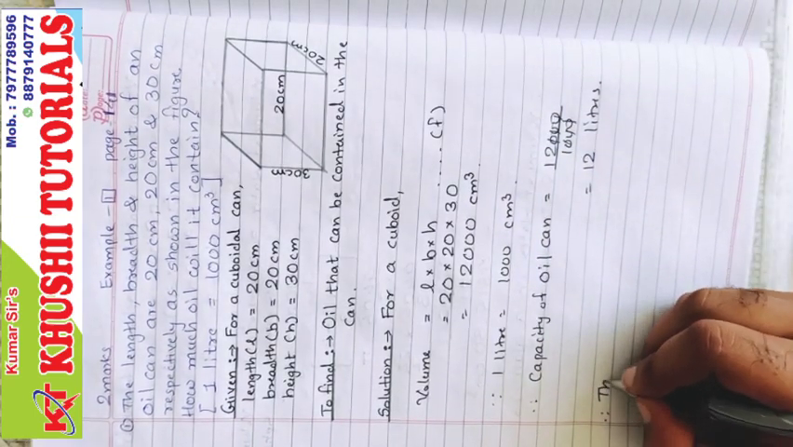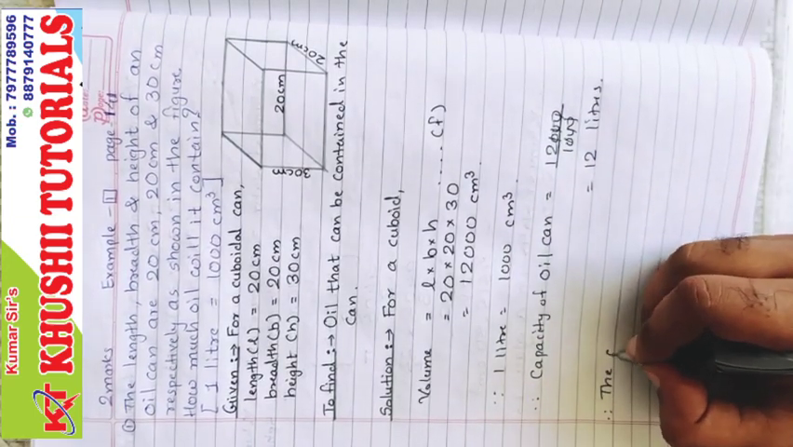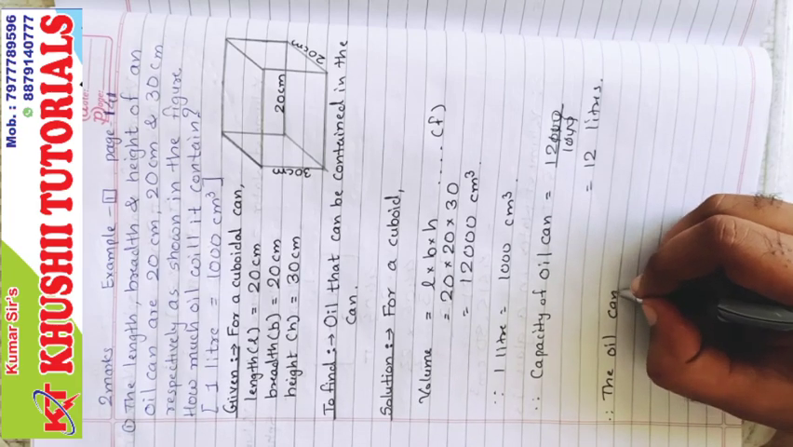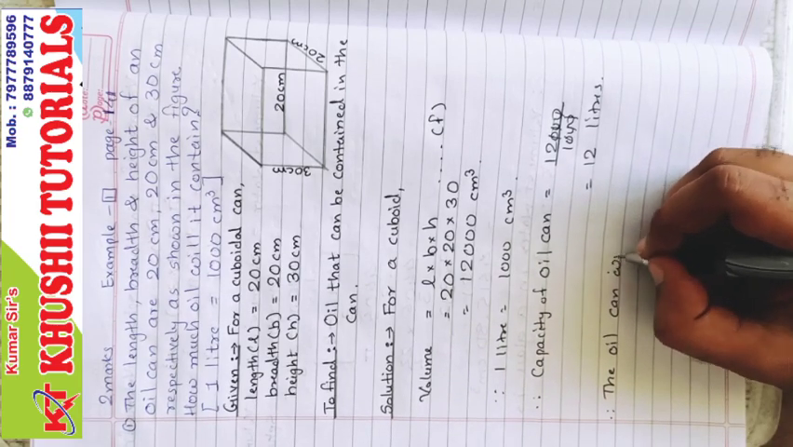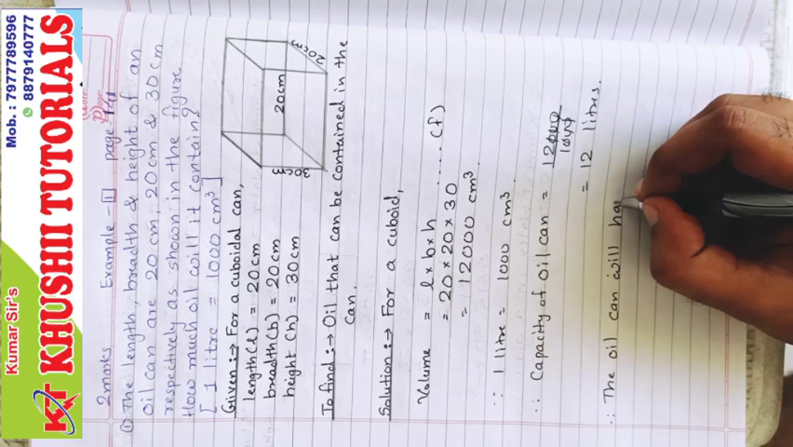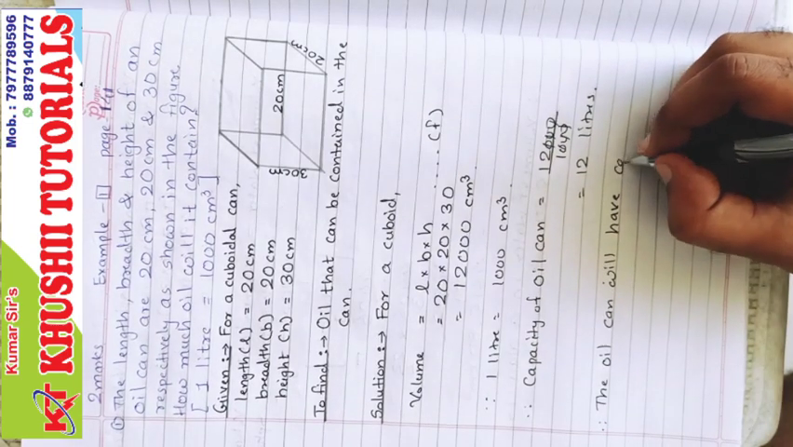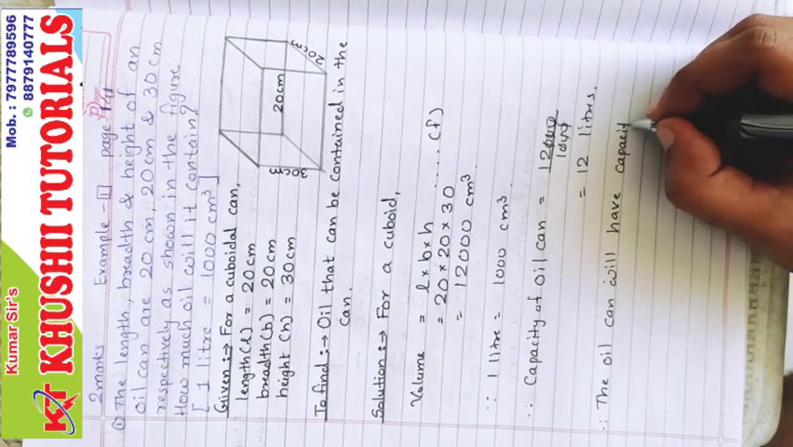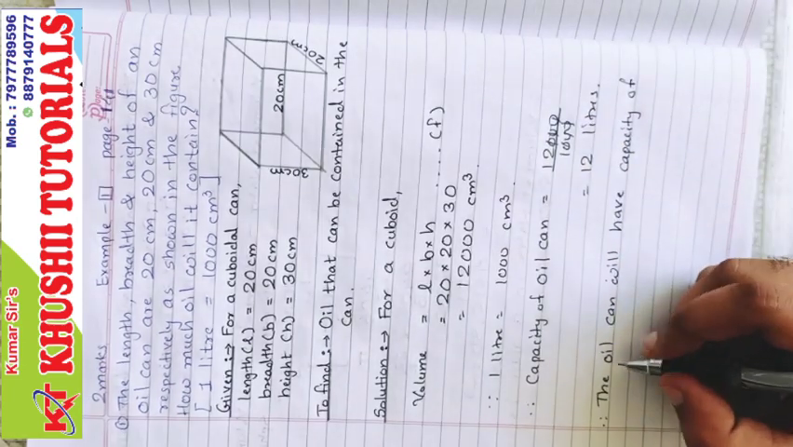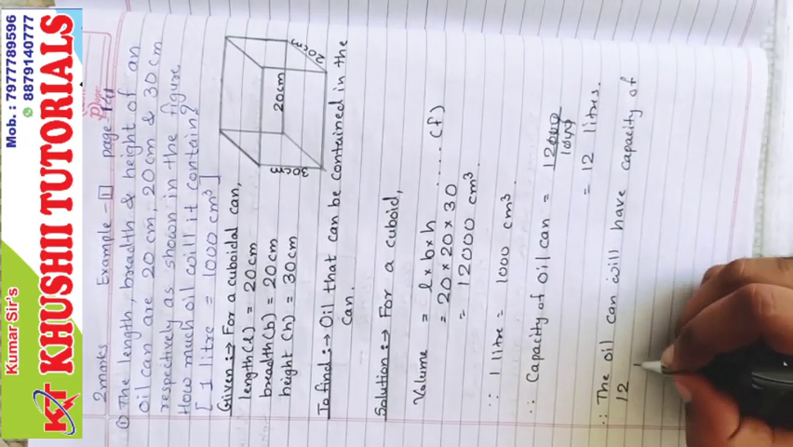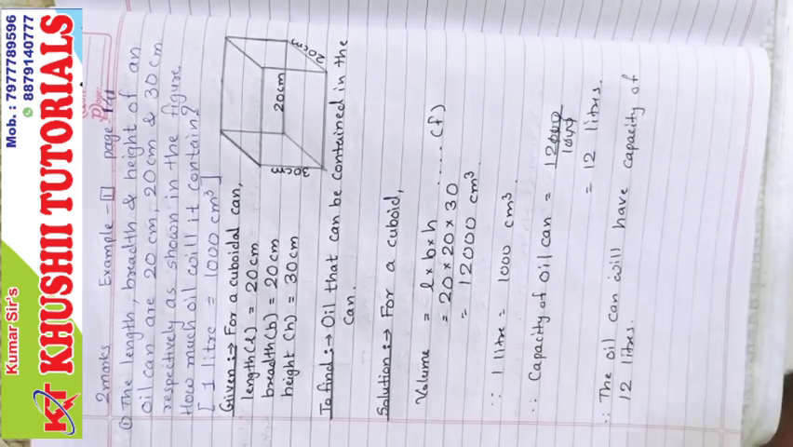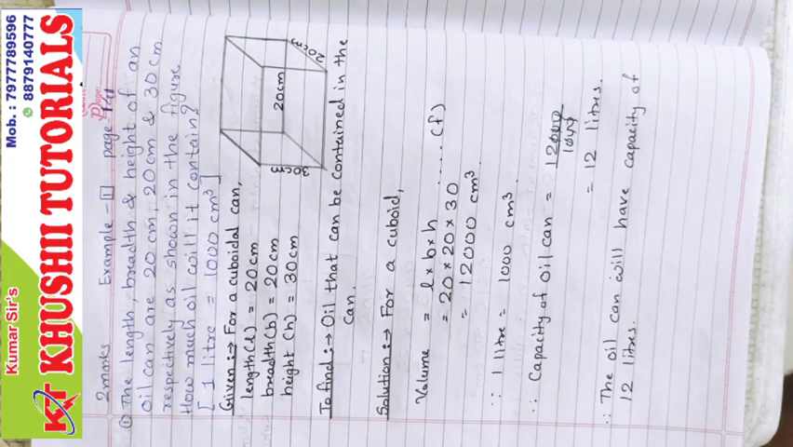Therefore the oil can will have capacity of 12 liters. And this is the answer of example 1.